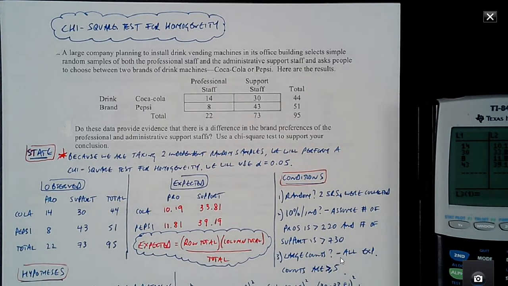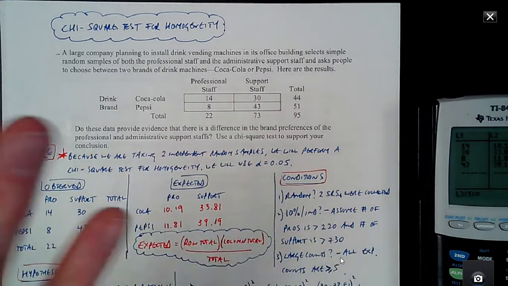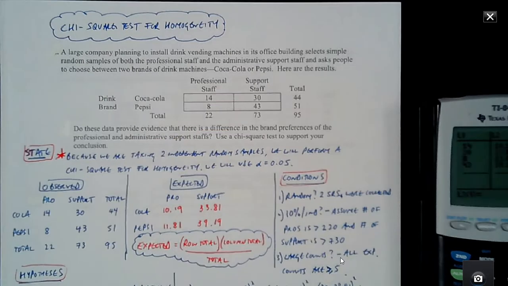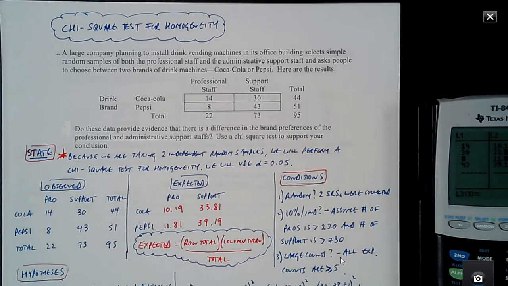So the trick for doing it is this. If it's a chi-squared test for goodness of fit, you're always going to be asking, does one distribution match a given distribution? That's not the case here. So then the second question you want to ask yourself is, how was the data obtained? If it was obtained from two independent sources or two independent populations, then we're going to use a chi-squared test for homogeneity. And that's what we have in this case right here.